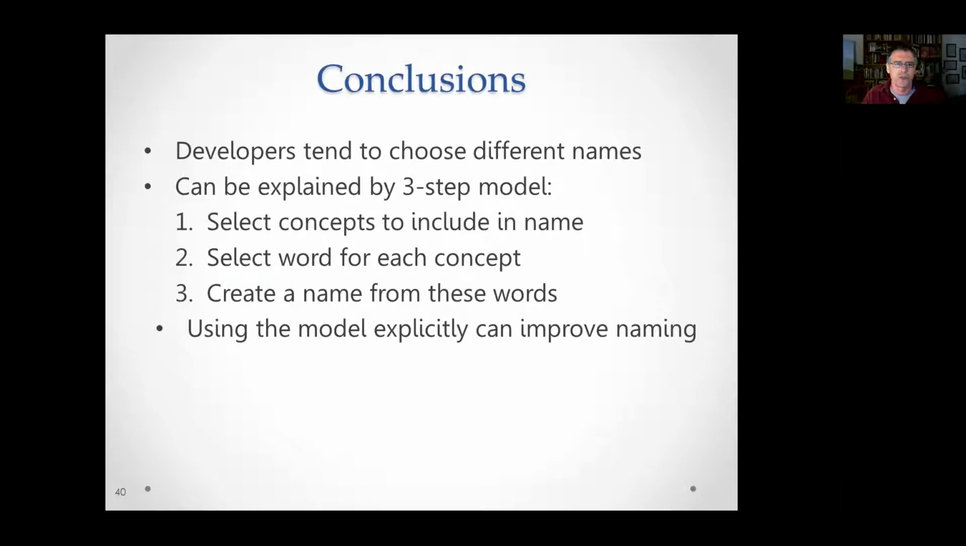So, to conclude, we find that developers tend to choose different names in the same scenario, and that this can be explained by the 3-step model. So the developers first select the concepts to include in a name, then select the word for each concept, and then create names from these words. And they have many options in each step, and multiplication is what causes the variability. We also find that using this model explicitly can be used to improve naming.